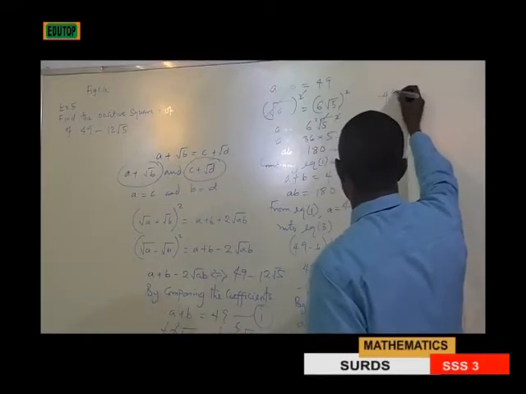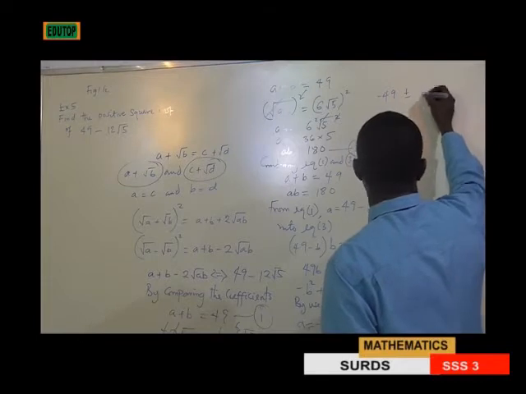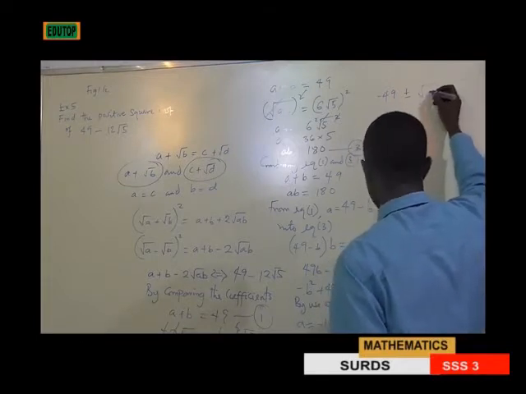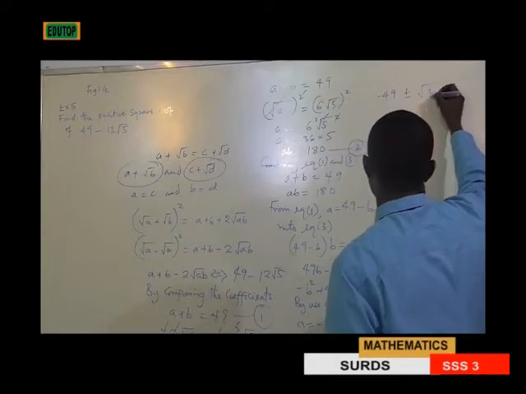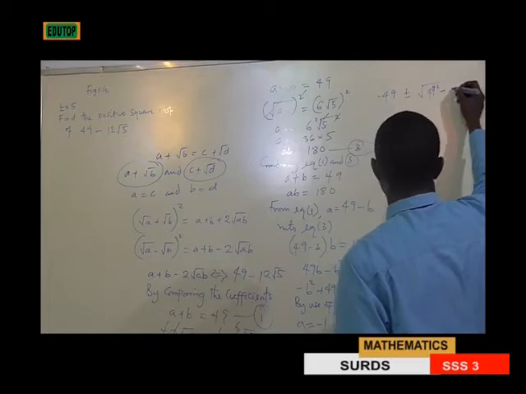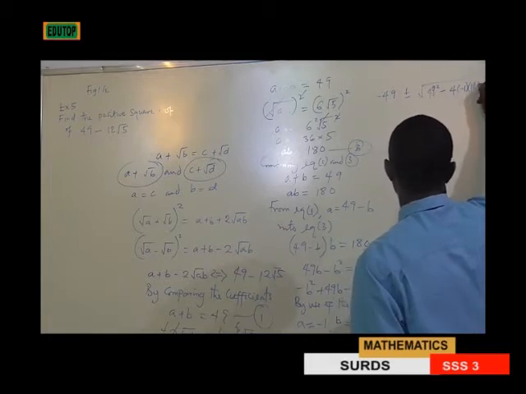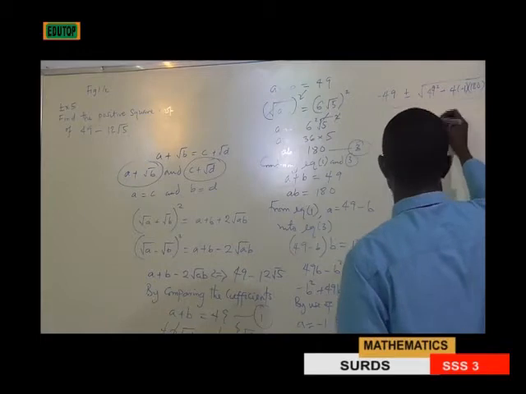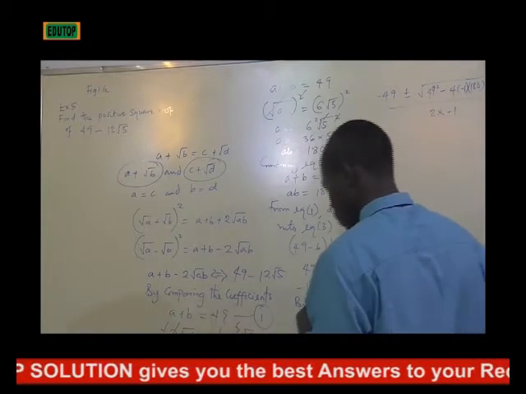Minus 49 to be plus or minus the square root of b square. B square is what? 49 square minus 4. What's my a? My a is minus 1. Then what's my c? 180. Close it, over 2 times a, which is minus 1.